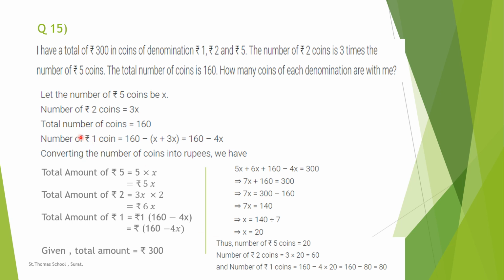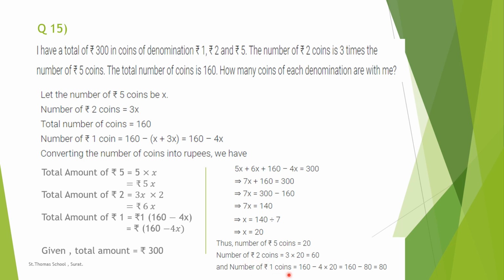So how many rupees 5 coins? That is x. So we can say that 20 rupees 5 coins. Now how many 2 rupee coins? That is 3x. Substitute the value of x, that is 20. So 3 20s are 60. We can say that 60 rupees 2 coins.